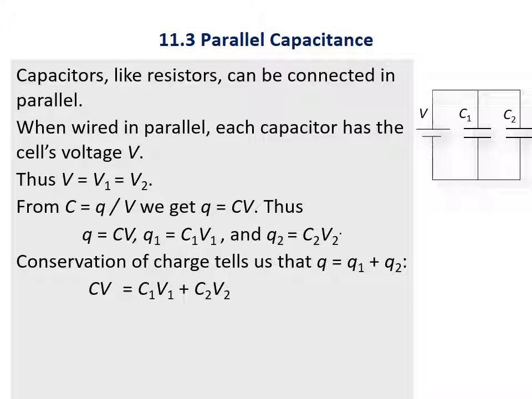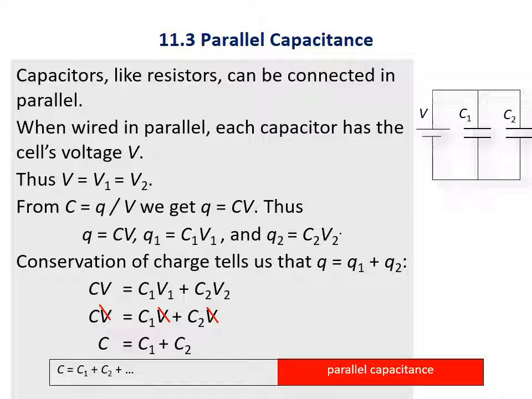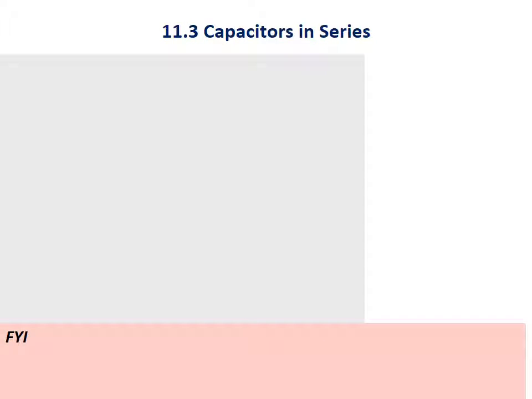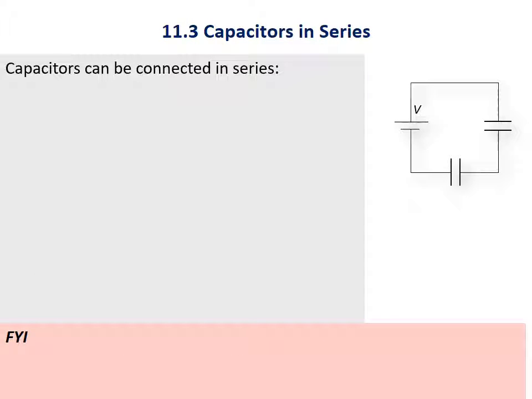So the capacitance times the voltage is charge. The capacitance of the battery times the voltage supplied by the battery equals C1 times V1 plus C2 times V2. Since all of these voltages are the same, V1, V2, they're matching the EMF supplied by the battery, that means I can cancel all of these values. And that tells me that the total capacitance for parallel wiring is C1 plus C2. Okay, capacitors can be connected in series, as shown.